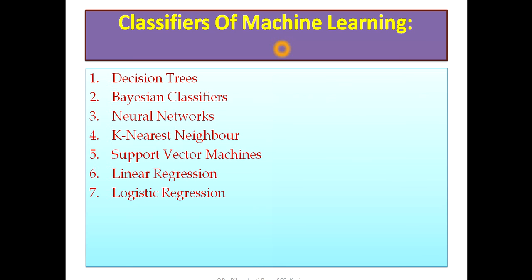Now, different classifiers we frequently use in machine learning or data mining are decision trees, Bayesian classifiers, neural networks, k-nearest neighbors, support vector machines, linear regression, and logistic regression. So we frequently encounter any of such classifiers for our classification tasks. They are very important. As a PhD scholar, I would like to suggest that you go through each of these algorithms in detail, both theoretically and practically.